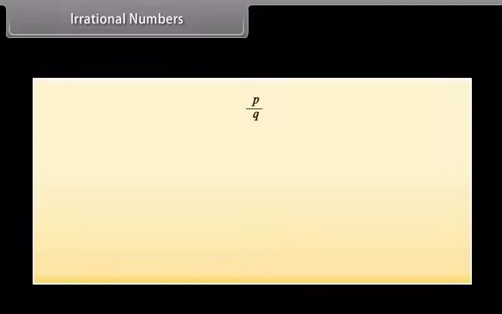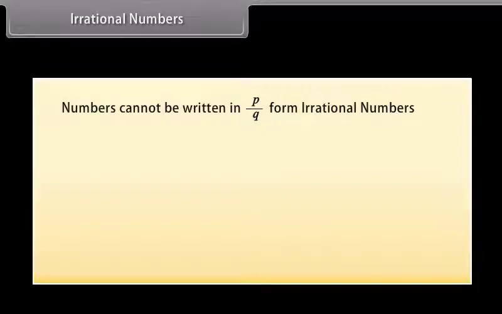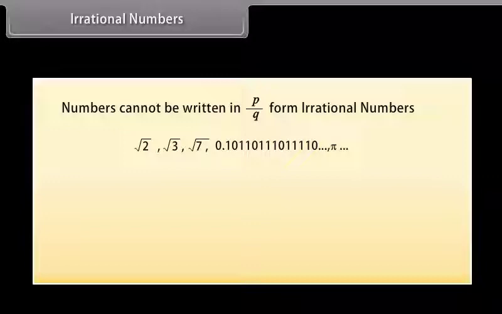Irrational numbers. You must be wondering if there are numbers which are not in the form of p by q. Yes, there are numbers which cannot be written in the form p by q. Those numbers are called irrational numbers. For example, square root 2, square root 3, square root 7, 0.1011011101111, and so on, pi, and so on.